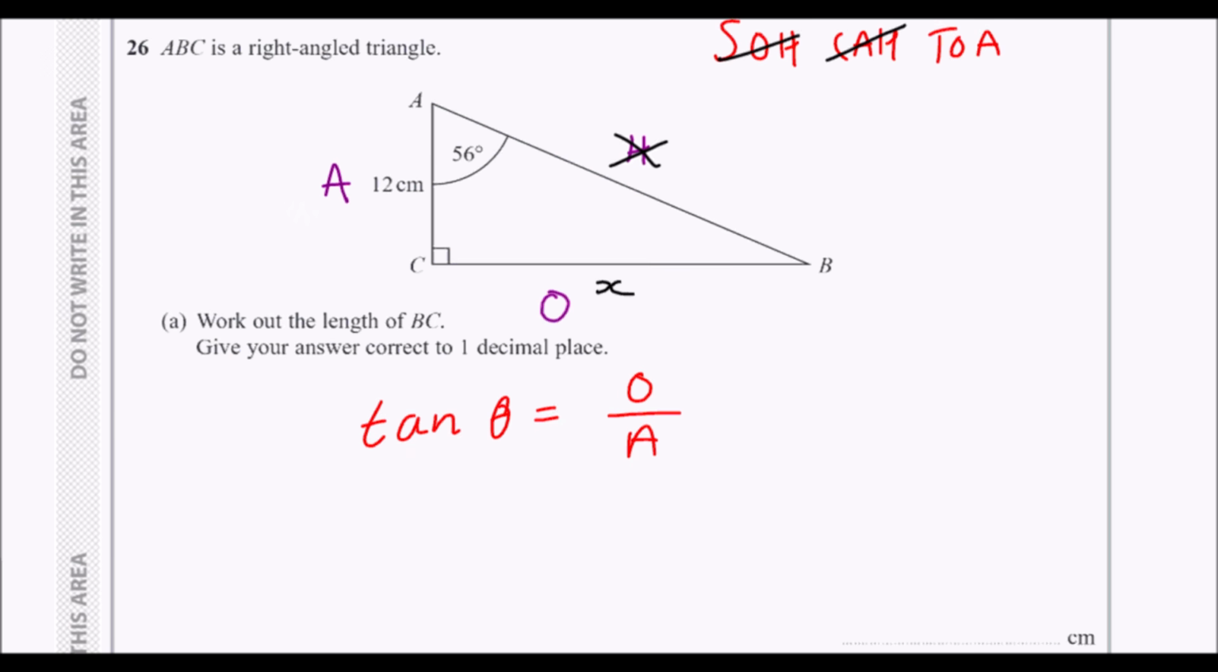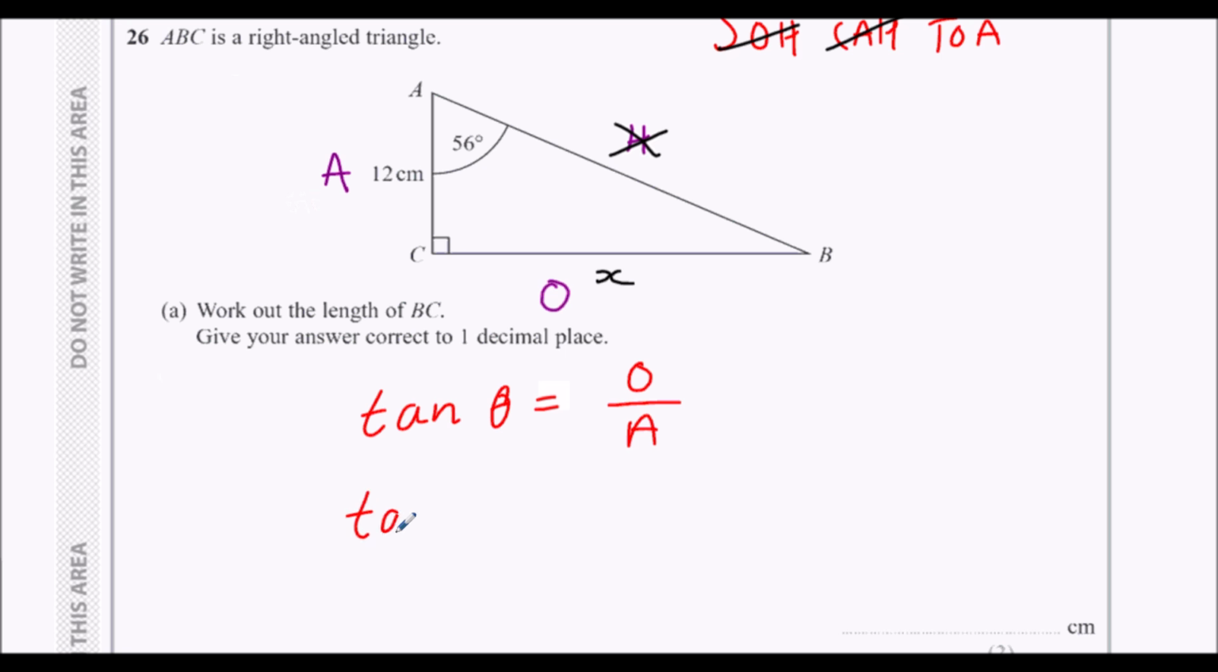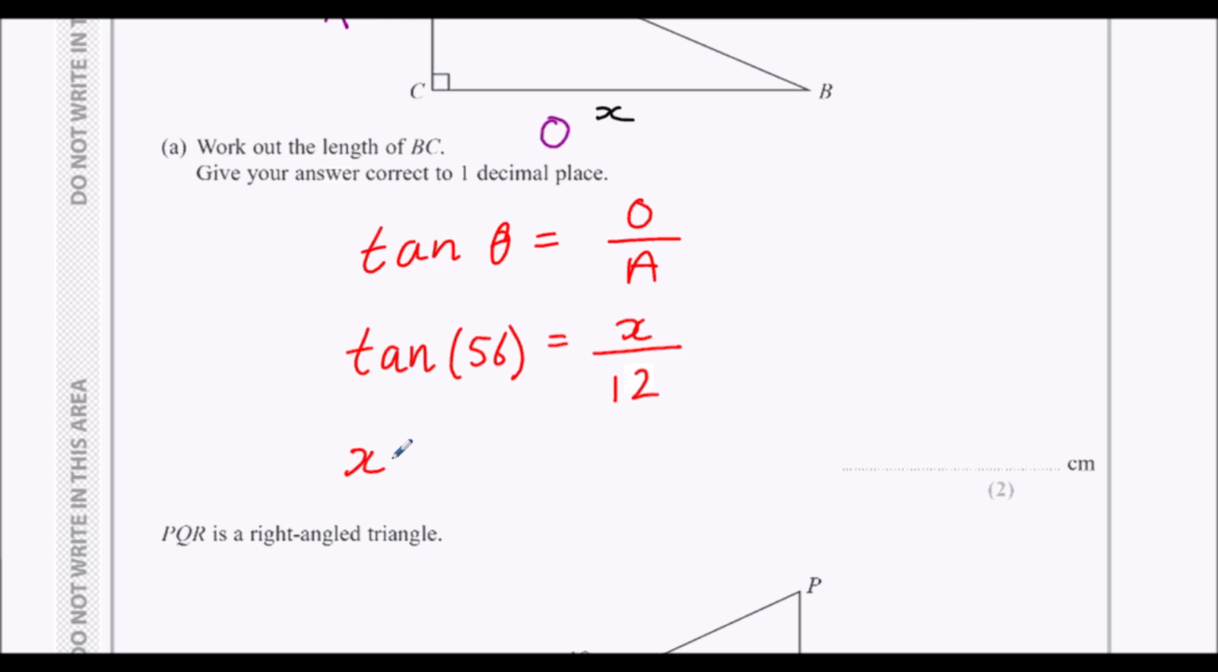So substituting in, the angle is 56. So tan 56 is the opposite, which is X, divided by the adjacent, which is 12. Now we want to find out what X is, so we want to get X by itself. At the moment, it's divided by 12. So to get it by itself, we do the opposite of dividing by 12. We multiply by 12. So X is 12 times tan 56.